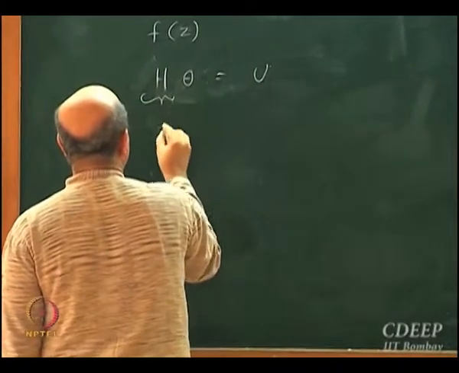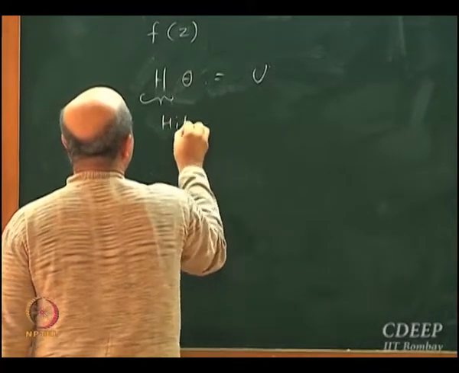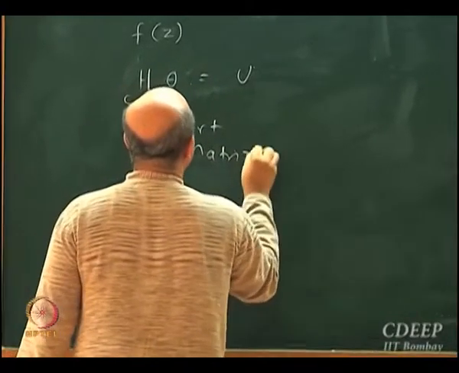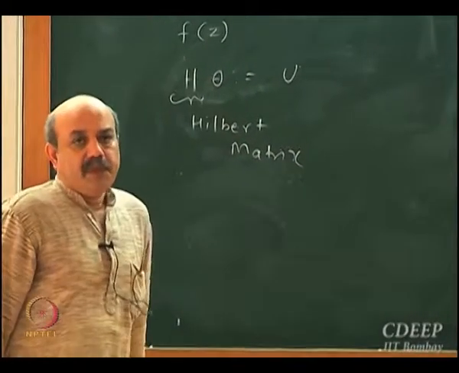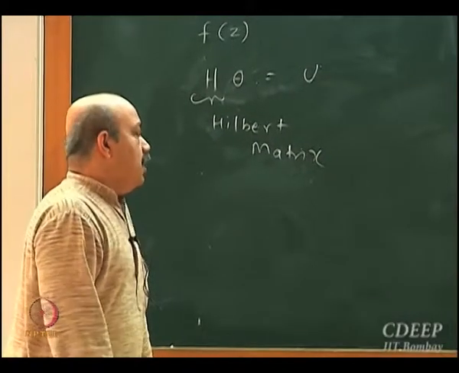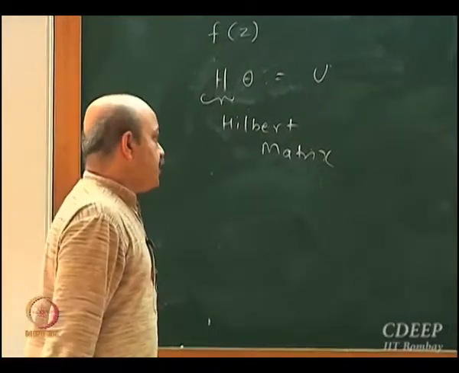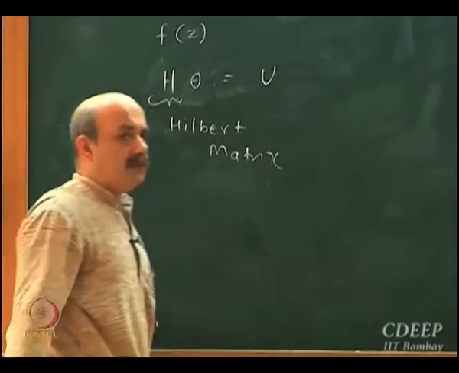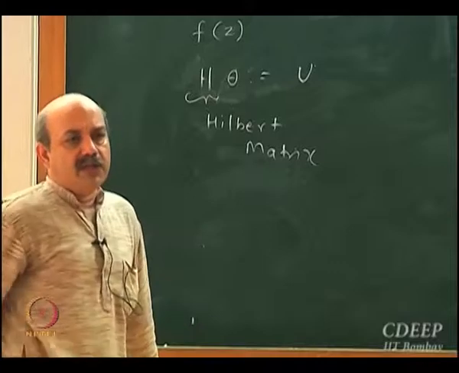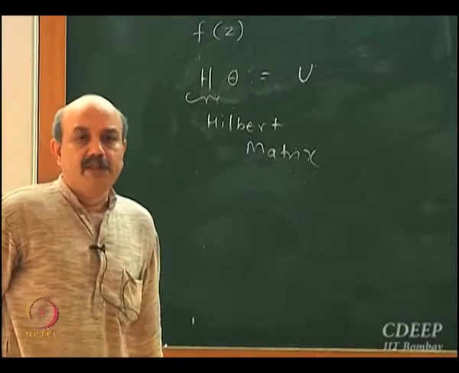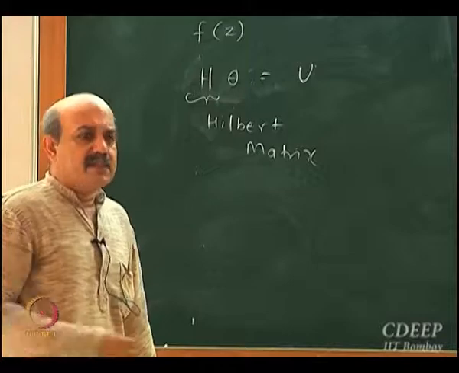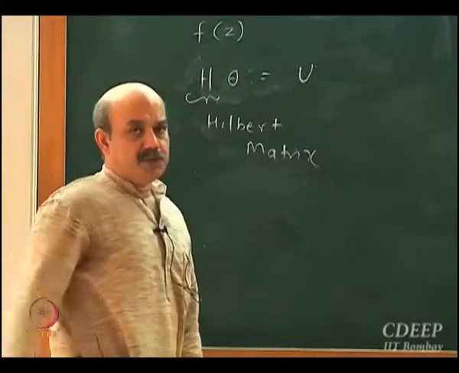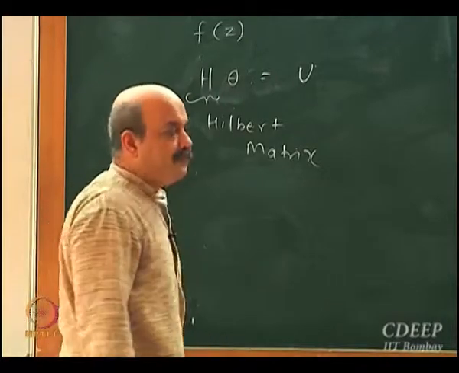H is the Hilbert matrix, theta is the parameter vector, the polynomial coefficients, and u, depending upon how you have formulated the problem, is a finite dimensional vector. This is exactly like solving Ax equal to b. x is theta, b is u, and A is matrix H.